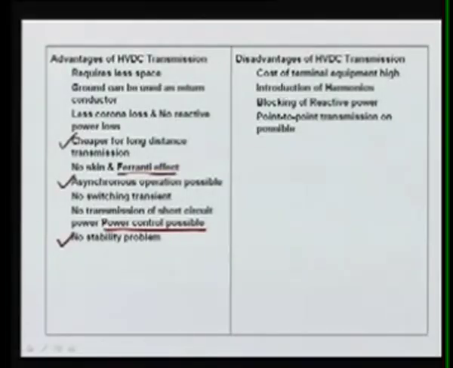Another great advantage, which was the limitation of the AC system, is that there is no stability problem. Here this formula doesn't apply. V1 V2 upon X sin delta is no more applicable for the DC system. So the stability concept is no more there, and the DC system is much more stable compared to your AC system.